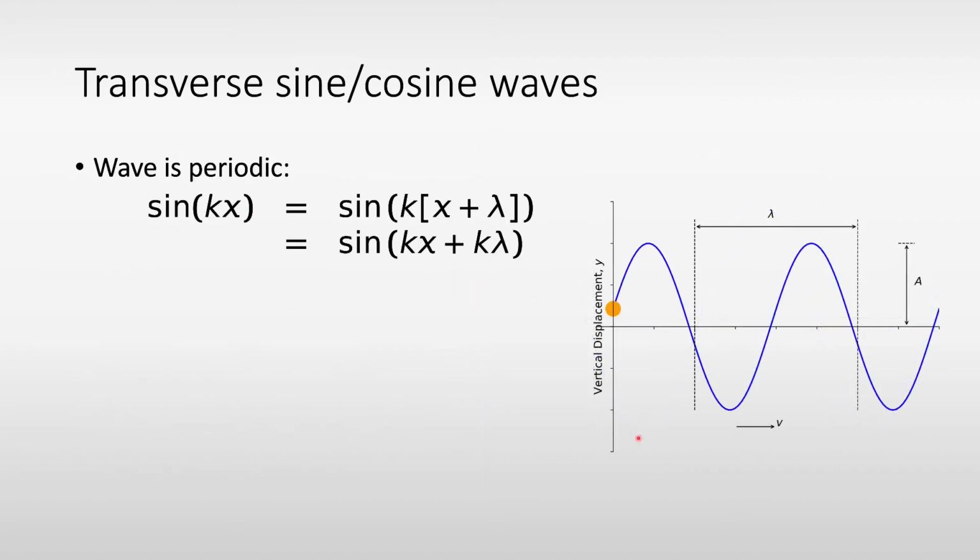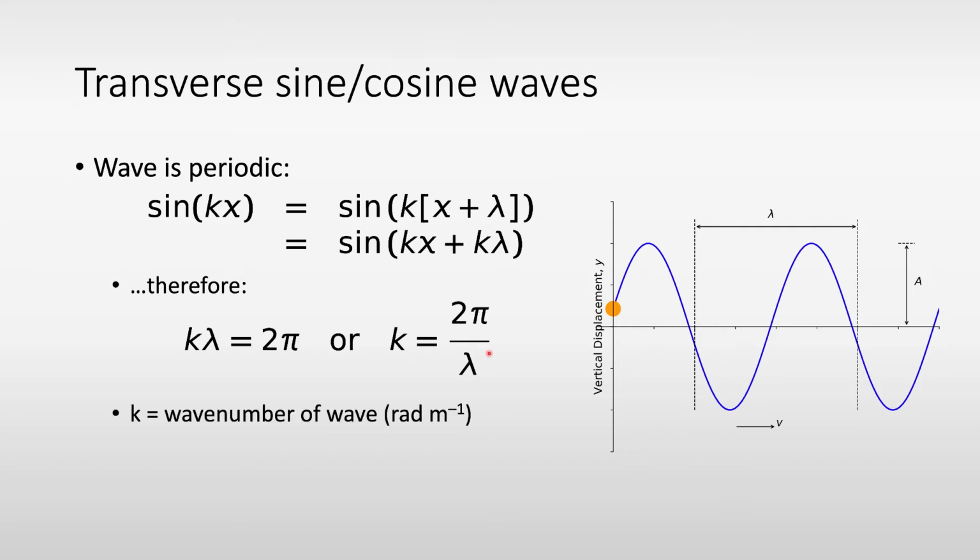We said that the wave is periodic. So what that means is if we have a sine function of kx, we can say that the sine function of k(x plus lambda), x plus a single wavelength, gives us the same value. This allows us to find a value for k. So if sine of kx plus k lambda is equal to sine kx, that must mean that k lambda is equal to 2 pi, or k is 2 pi on lambda.